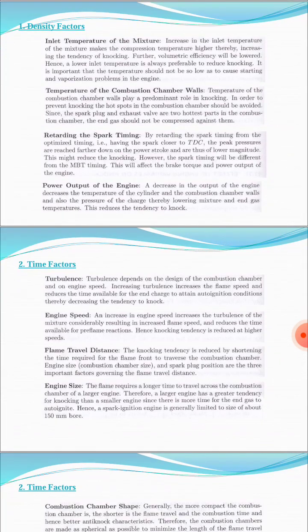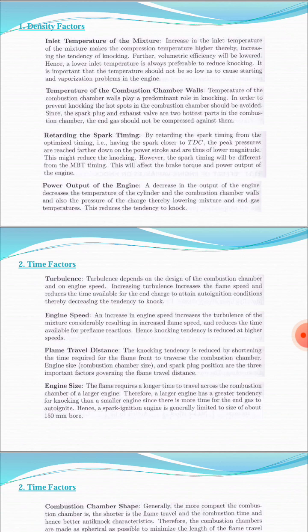Engine speed. An increase in the engine speed increases the turbulence of the mixture considerably, resulting in an increase in the flame speed and reducing the time available for pre-flame reactions. Flame travel distance. The knocking tendency is reduced by shortening the time required for the flame front to traverse the combustion chamber. Engine size and the spark plug position are the important factors governing the flame travel distance.